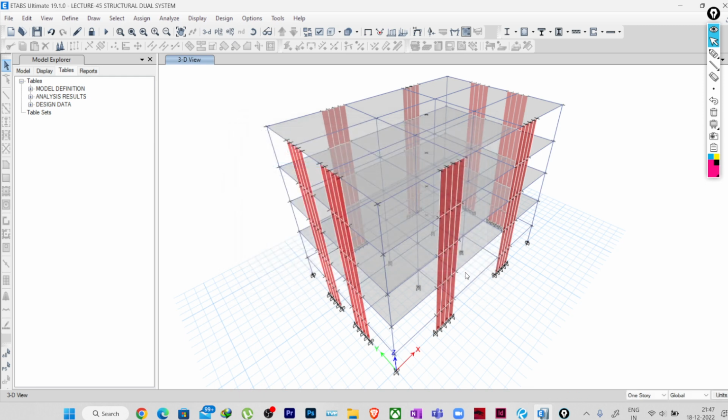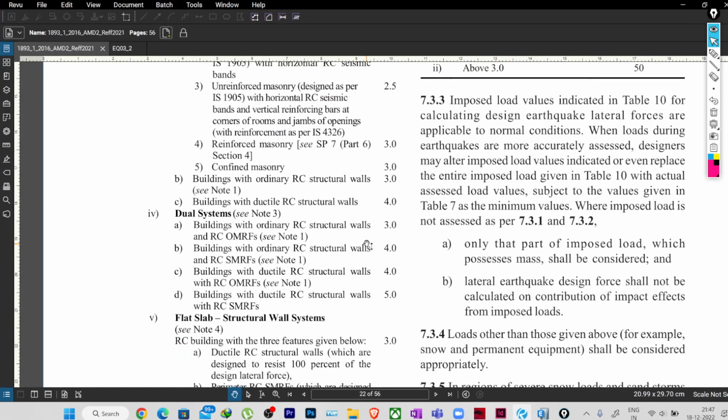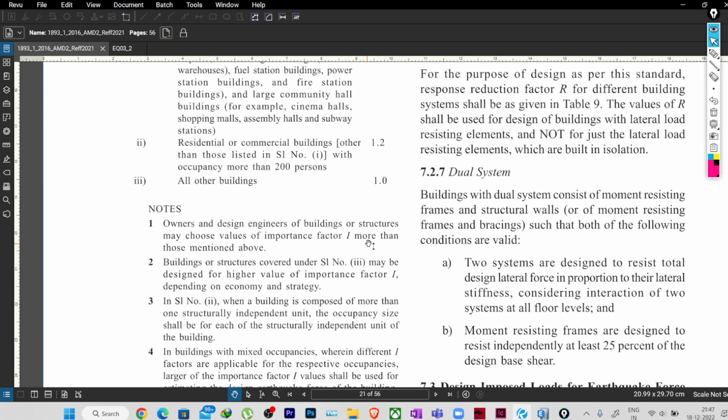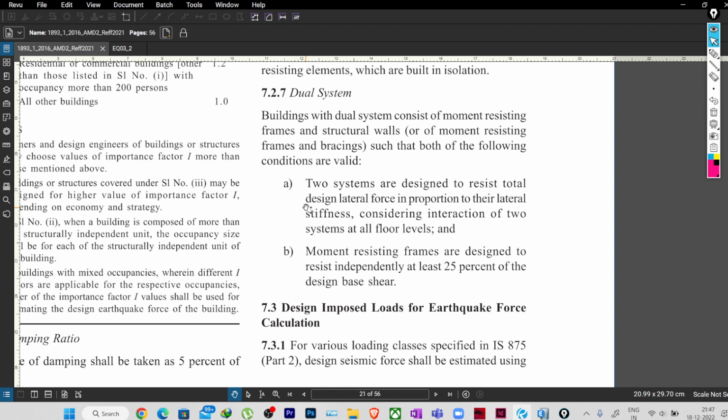So here this model is a different model, and in this lesson we are going to talk about the dual system. Okay, so before getting into the technical part, you just have to have a look at the code, at what the code says about the dual system. The code is saying that buildings with dual system consist of moment resisting frames and structural walls such that both of the following conditions are valid. So let's see what the following conditions are.